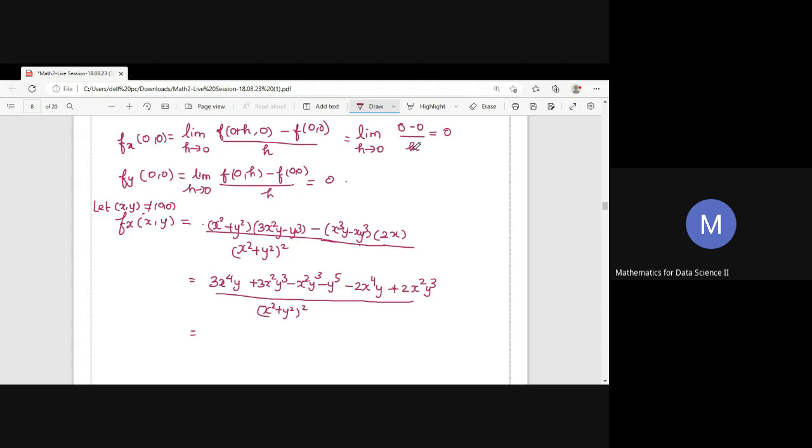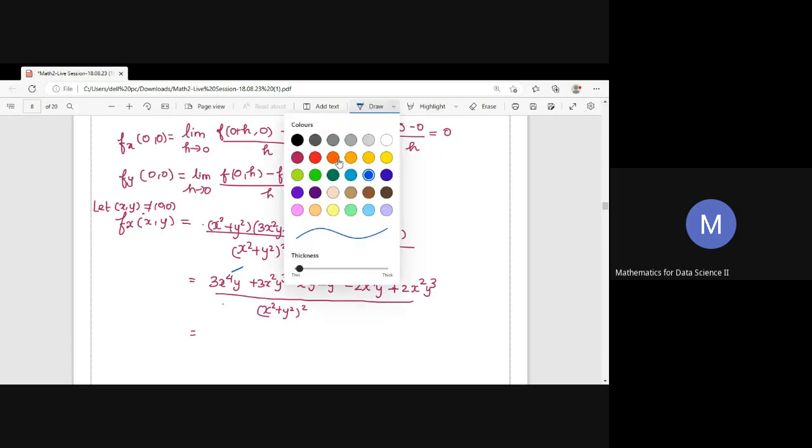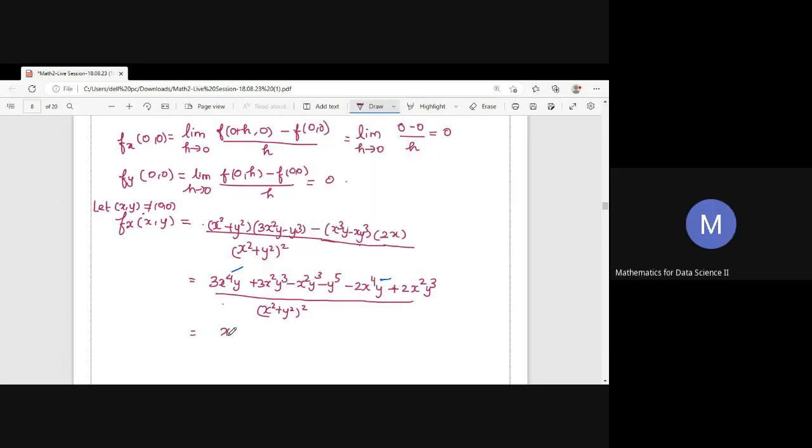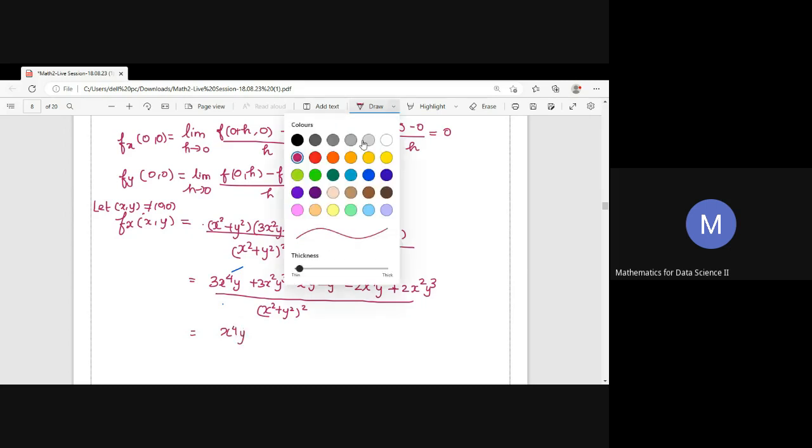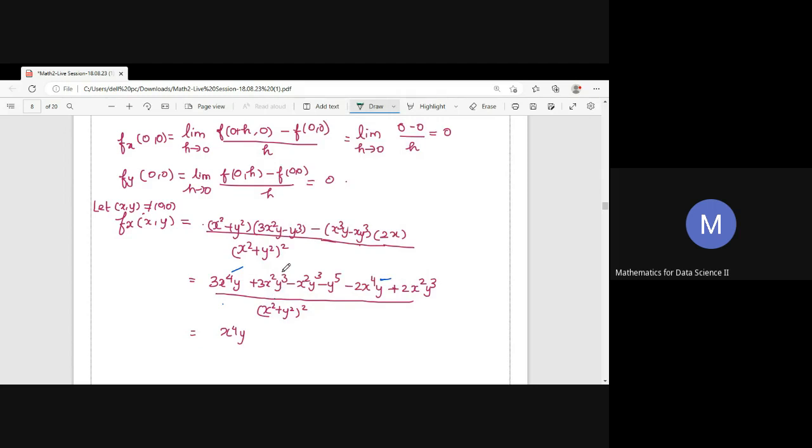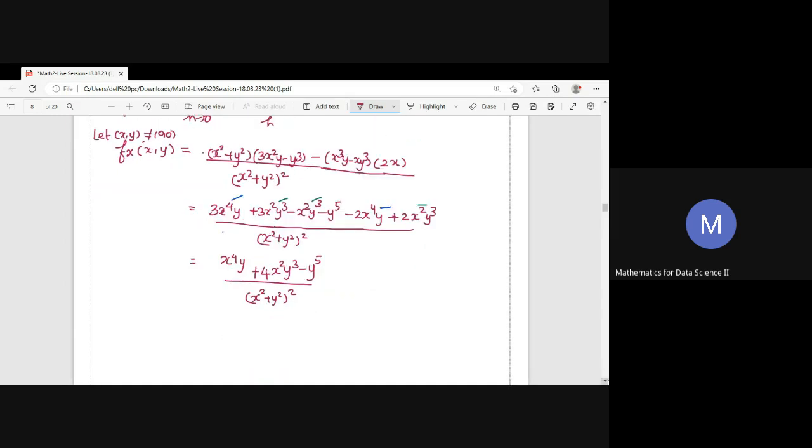Okay, now let us combine the terms which have common coefficients. So here x power 4 y and minus 2x power 4 y. If these two terms are combined, what will you get? X power 4 y. And x squared y cube, these three terms have the same coefficient. So what will you get? 3 minus 4, 1 plus 2, and the remaining term is minus y power 5. The whole divided by x squared plus y squared, the whole squared. Okay, this is the partial derivative with respect to x.